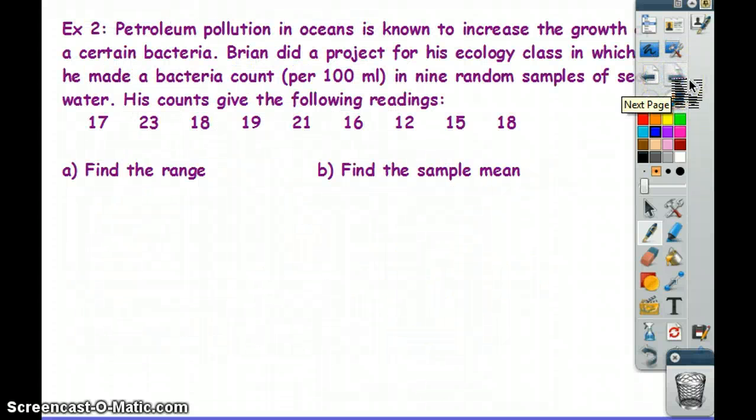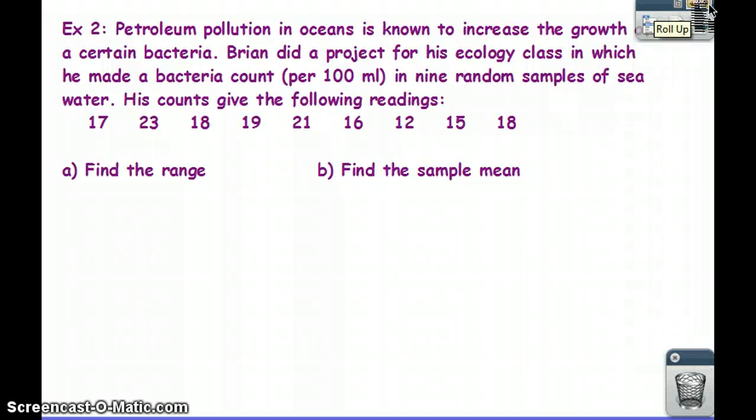Okay, let's try one more problem together, and then I'm going to give you one to try on your own. Petroleum pollution in oceans is known to increase the growth of a certain bacteria. Brian did a project for his ecology class in which he made a bacteria count in 9 random samples of seawater. His count gives the following readings. Find the range. Well, range, biggest minus smallest, that's a very simple calculation. Our largest data is 23. Our smallest data looks like it's 12. So the range would simply be 11.